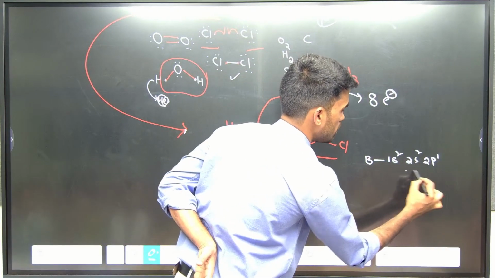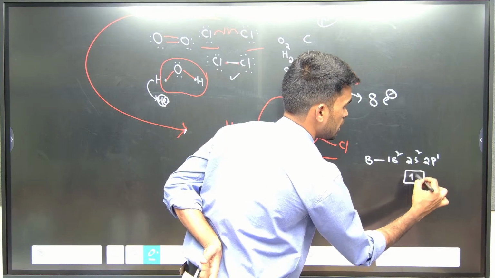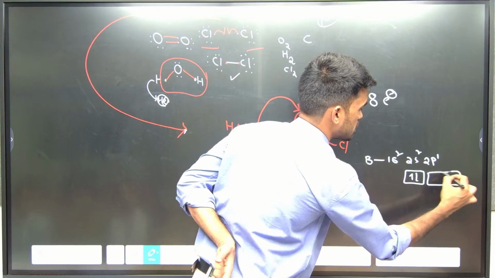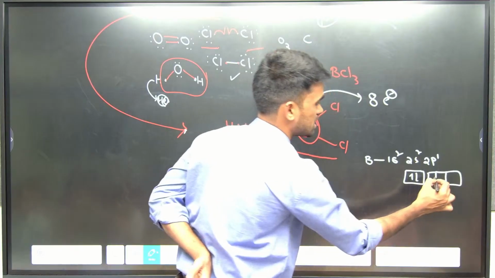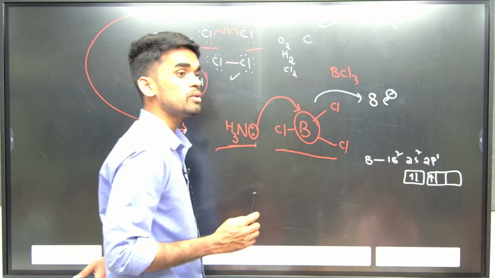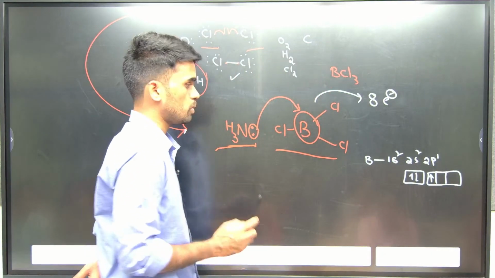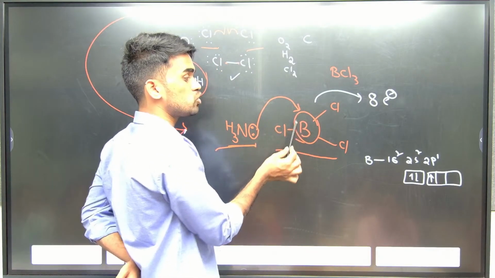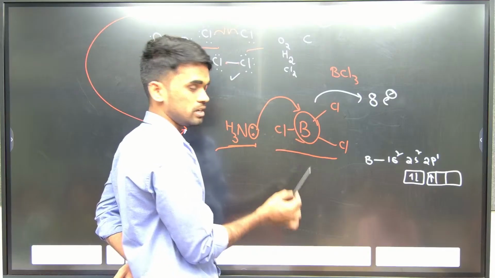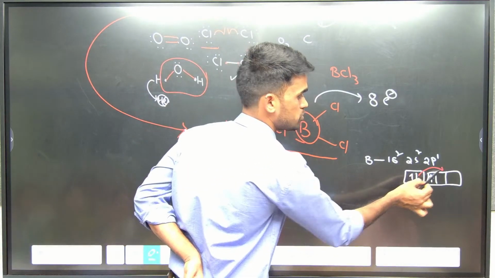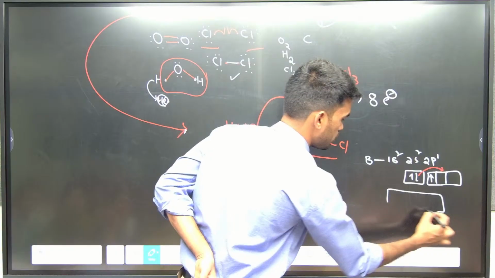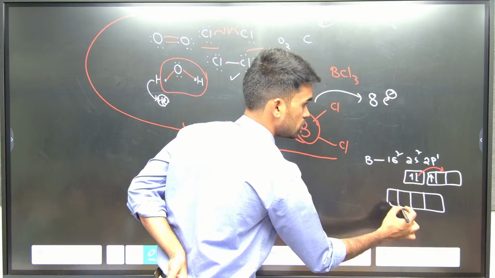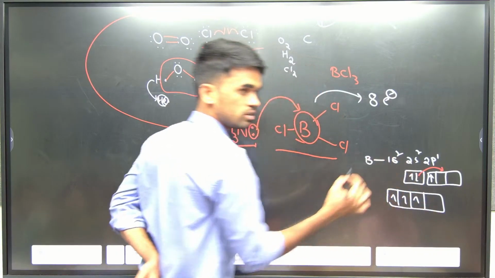Okay, so for one bond formation, 1 electron from each species is required. So totally in one bond, how many electrons are there? 1 bond contains how many electrons? 2. Okay, so how many bonds is it making? 3 bonds. It means there should be 3 unpaired electrons with the boron right now. So from here 1 electron jumps there. So what happens? 1, 2, 3. That's it now.